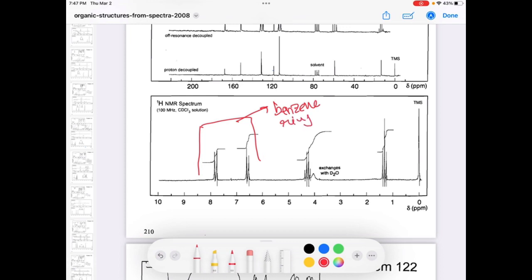Okay, so this is the proof that we have a benzene ring. There are two signals here, and those are two doublets. Okay, two doublets, so it is a doublet and it is a doublet. And from my previous video you should know this is a distinct spectrum for what kind of aromatic ring.